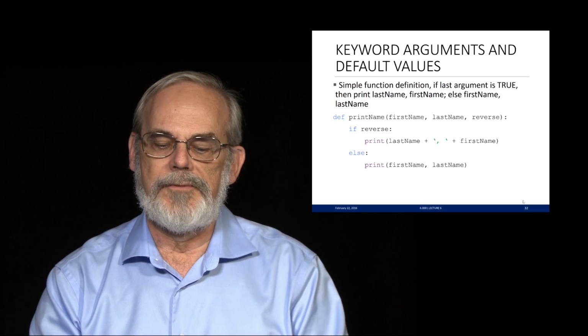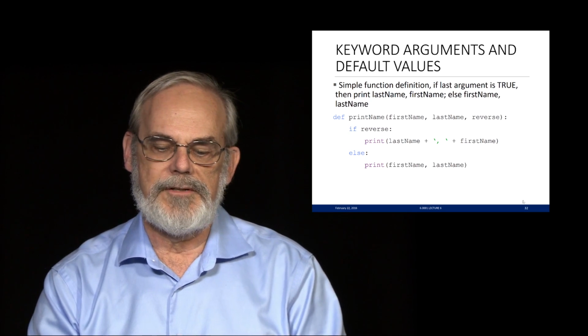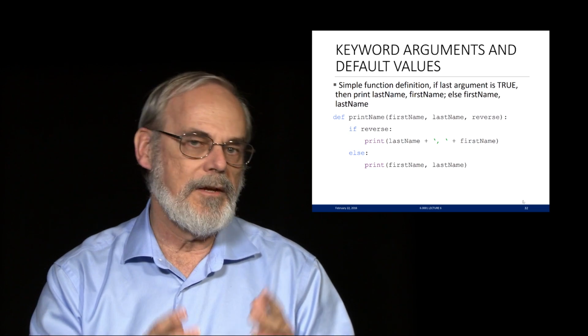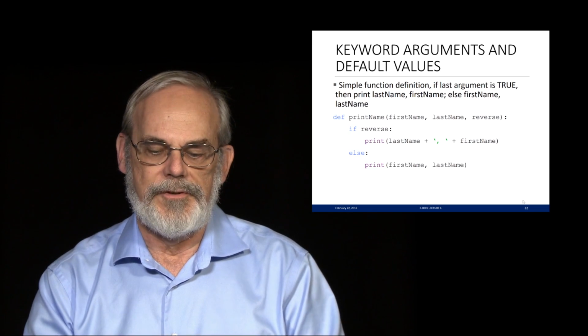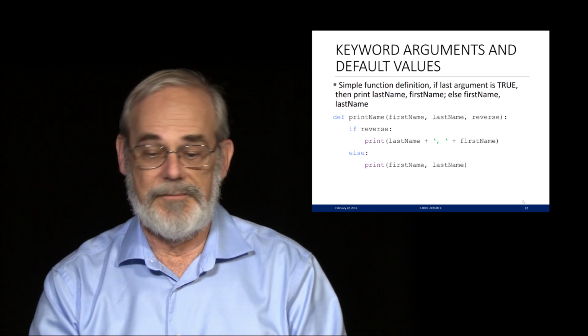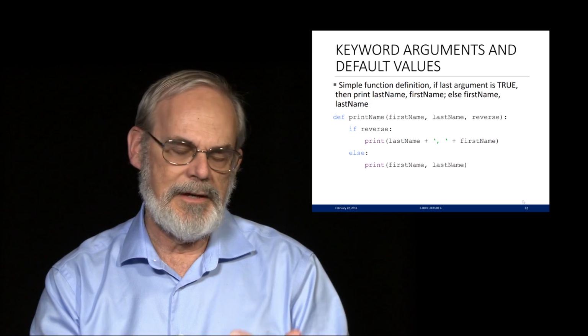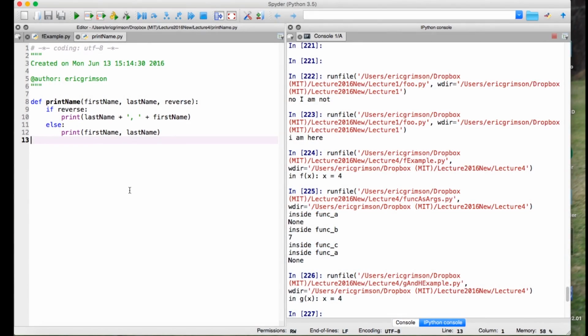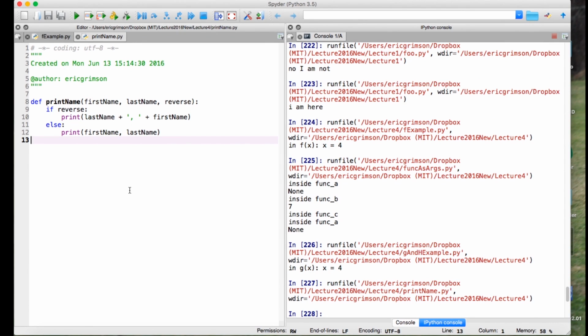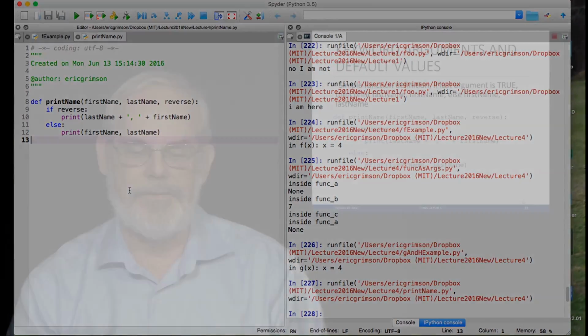So let's start with a simple function here. This is a very simple function that says if the last argument is true, then I'm going to print the last name, comma, first name. Otherwise, I'm going to print the first name, comma, followed by the last name. And I'm going to expect those to be strings. And I've got a simple little implementation of it over here. I'm going to import it into my Python shell so I can use it.